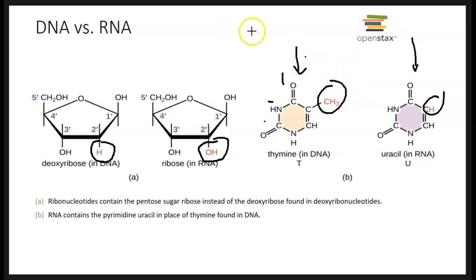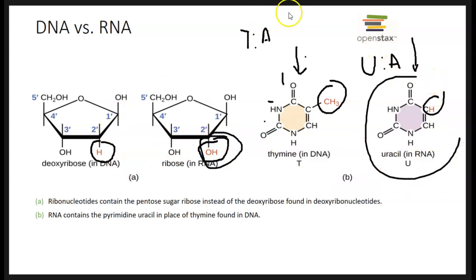So in DNA, thymine pairs with A. Right? In RNA, we have a uracil that also pairs with A in the exact same way. So uracil in RNA can pair with adenosine in RNA and also adenosine in DNA. Thymine in DNA can pair with adenosine in DNA and also adenosine in RNA. So two important differences. Ribonucleic acid contains uracil.